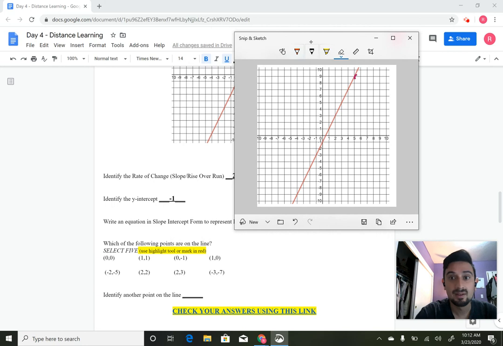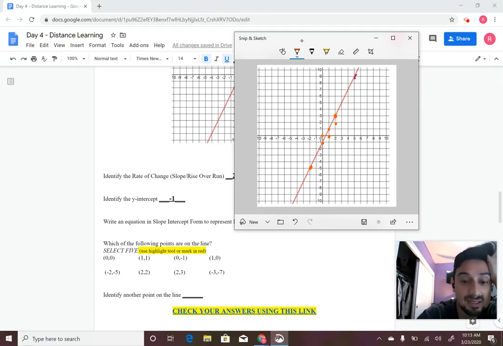Okay, so let's see. So the point 0, 0 is here. So that's not on the line. 1, 1 is here, so that's on the line. 0, -1 is here, so that's good. 1, 0 would be here. No, it would be here, so that's not good. So -2, -5 would be here, so that's good. 2, 2 would be here, so that's not good. 2, 3, that's good. And then -3, -7 would be here, so that's good.